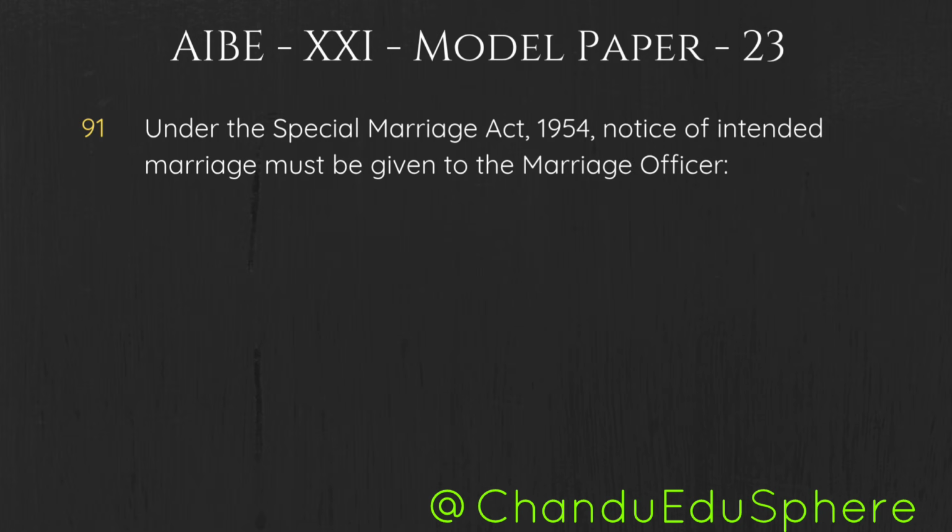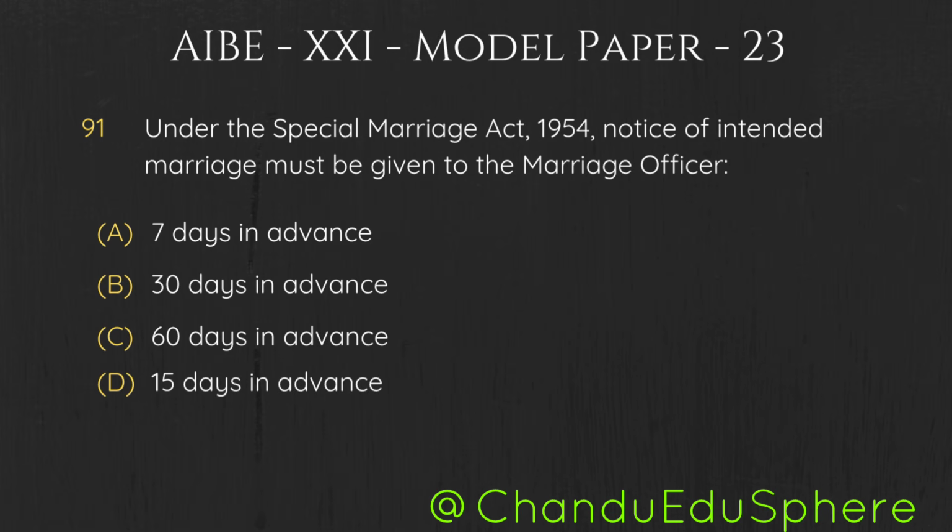Under the Special Marriage Act 1954, notice of intended marriage must be given to the marriage officer at least 30 days in advance. Choice B is the right choice.